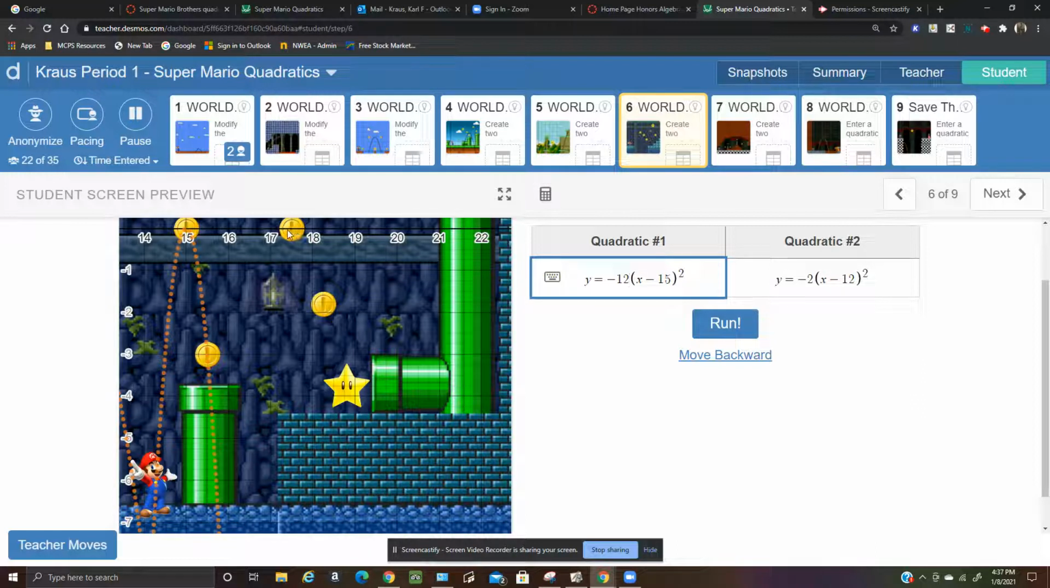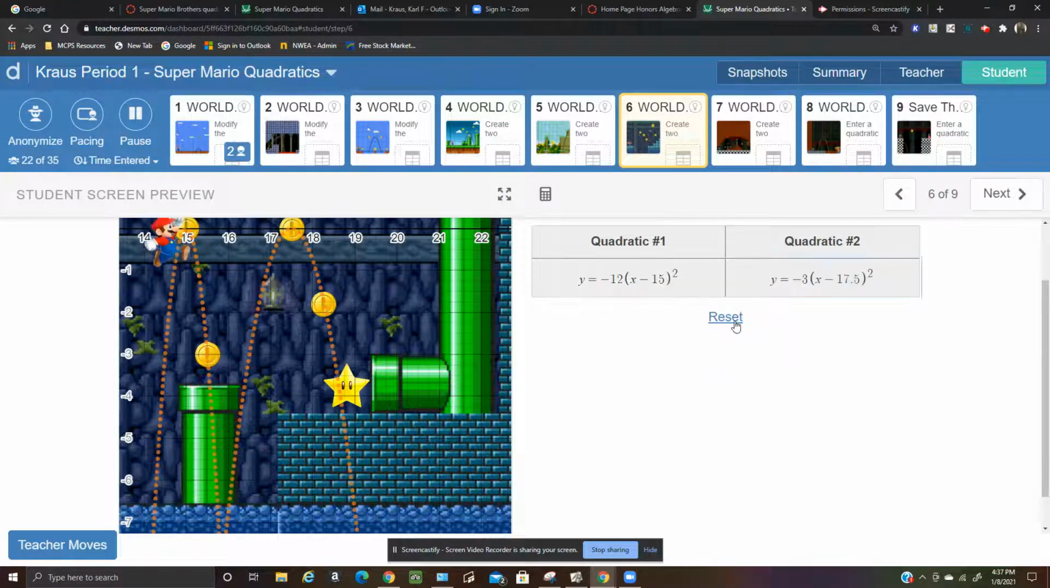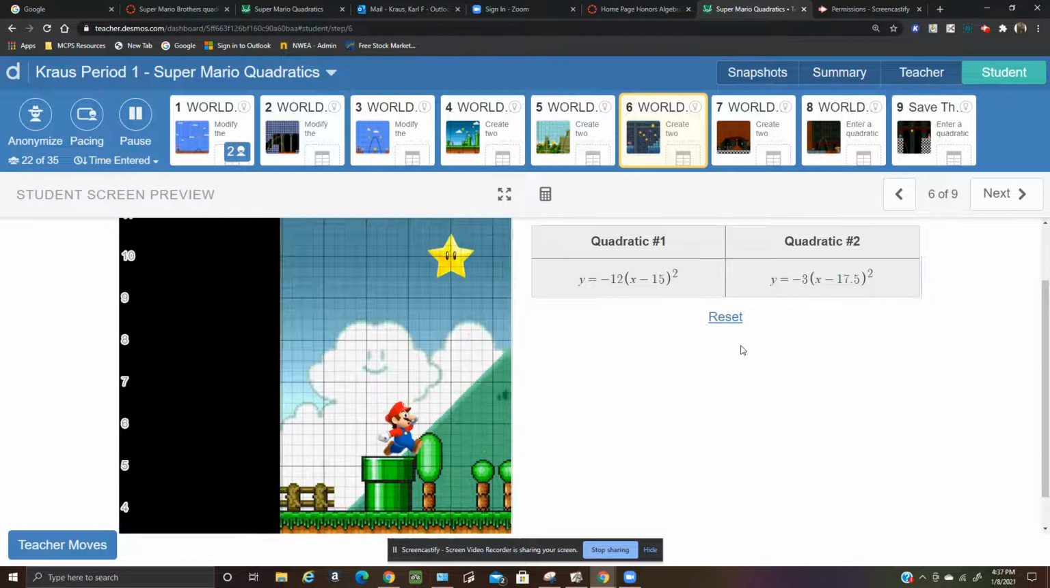And then this vertex, 16.5 and 0, or 17.5. And I want to make it more narrow still. All right. Oh, it's not the last one on here.